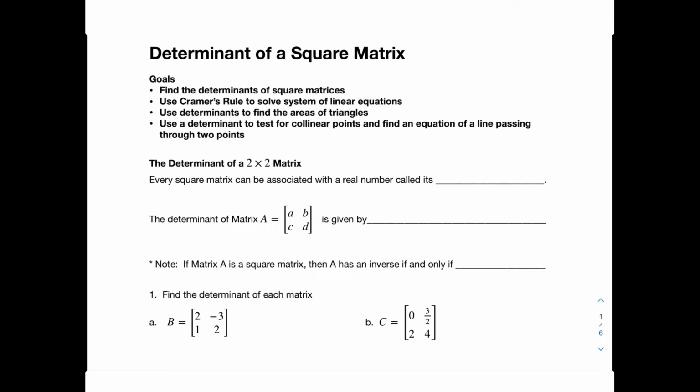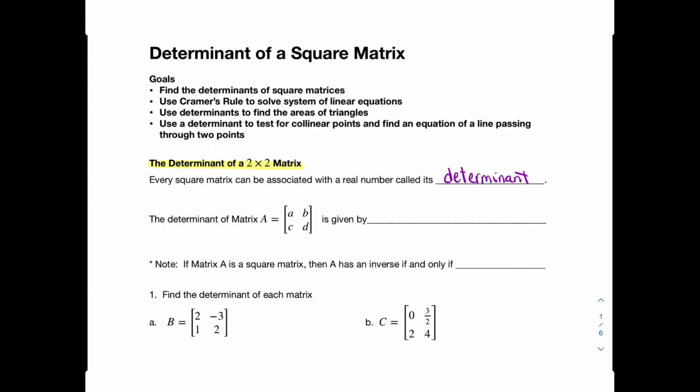Okay, we're going to work on the determinant of a square matrix in this section. We're going to learn different techniques for different size matrices. If you have a 2 by 2 matrix, finding the determinant is really easy. A determinant is just a real number that is associated with a square matrix.